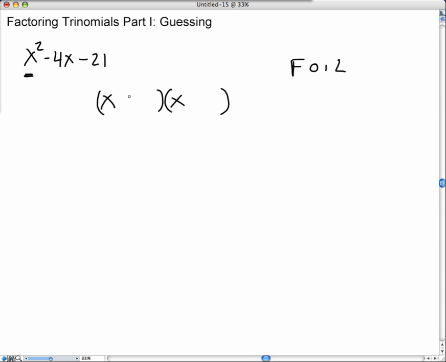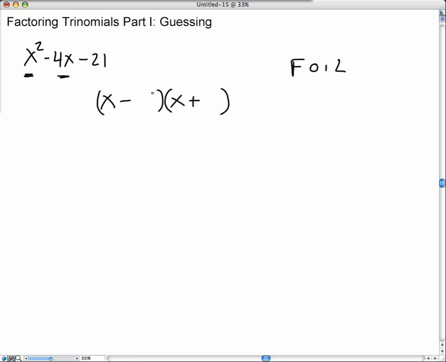Now the signs. The signs are going to be easy. In the linear term, this term right here, you look at the sign, it's a negative, so I'm going to put it right here. The next sign that goes here is the product of the linear and the constant. So negative times negative is positive, and that always works.